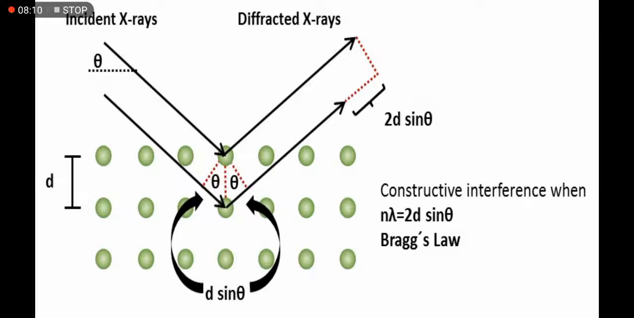For the simplest possible sample, consisting of sheets of charge separated by distance d, constructive interference, greater scattered intensity, is observed when Bragg's law is satisfied, which is n lambda equals 2d sin theta. Here n is an integer 1, 2, 3 and so on. Lambda is the wavelength of the X-ray beam and theta is half of the scattering angle 2 theta shown above.